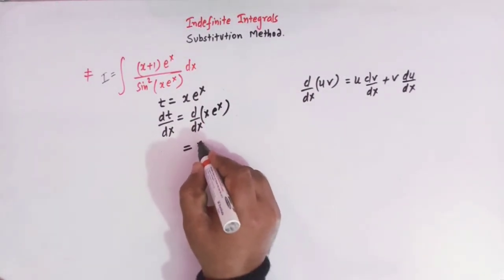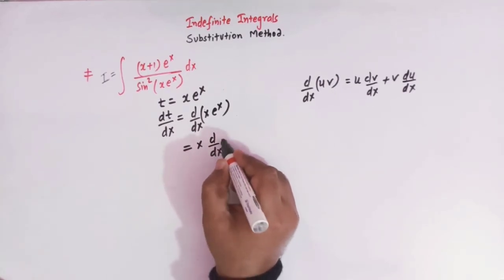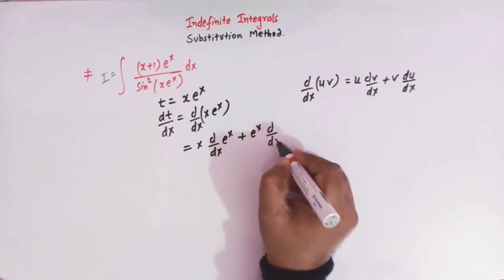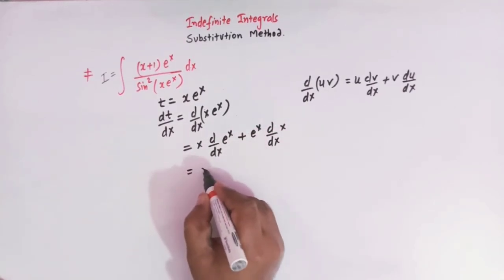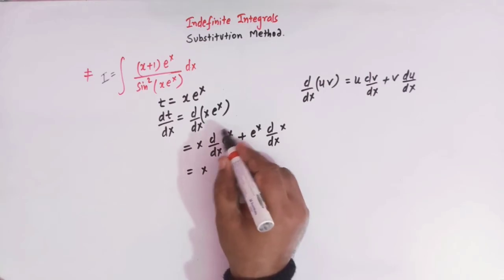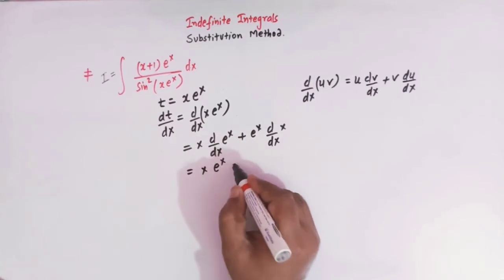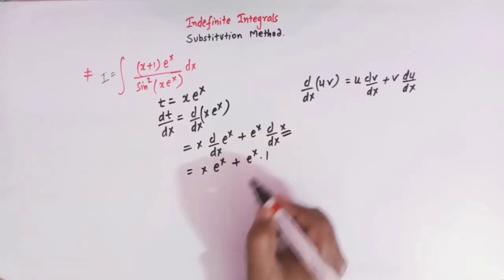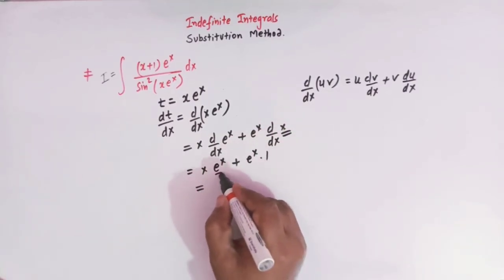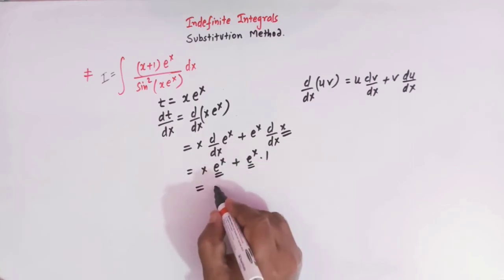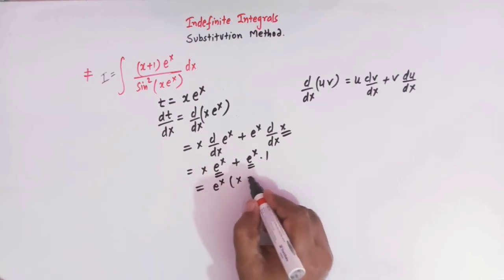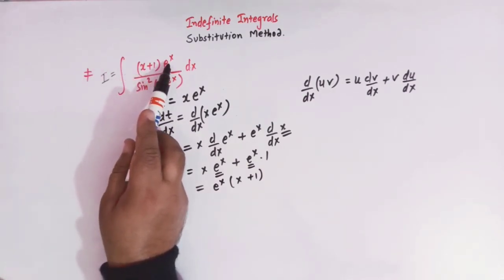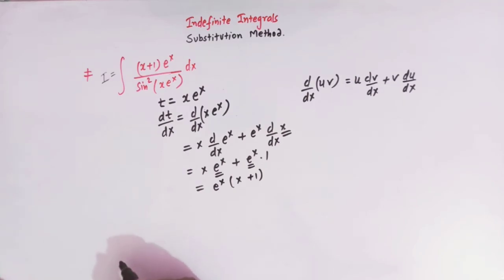So this is x times the derivative of e raised to x, then we have e raised to x and the derivative of x, right? So we have x times e raised to x, since the derivative of e raised to x is e raised to x, and the derivative of x is 1, so we have e raised to x times 1, and now if we take e raised to x common, we have x plus 1, right? And see here, x plus 1 times e raised to x is in the numerator, right?